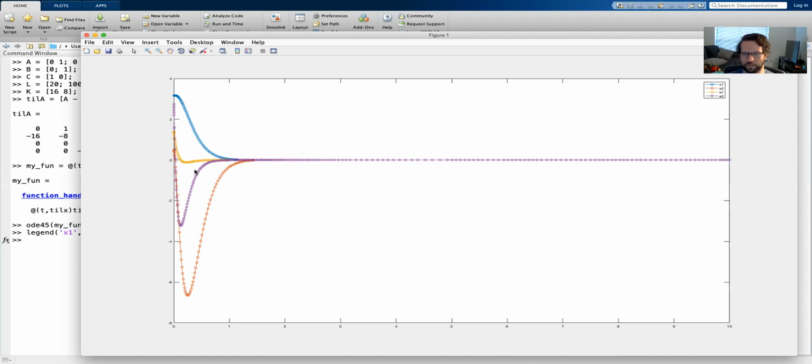And so it's best practice to have a significant difference between the eigenvalues of your observer and the eigenvalues of your controller to ensure that you're actually converging to where you want to.